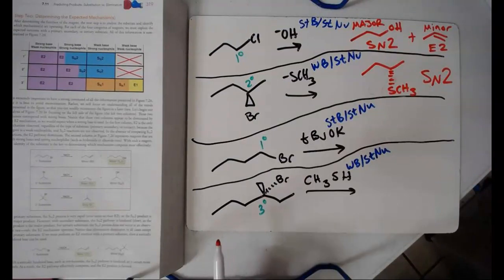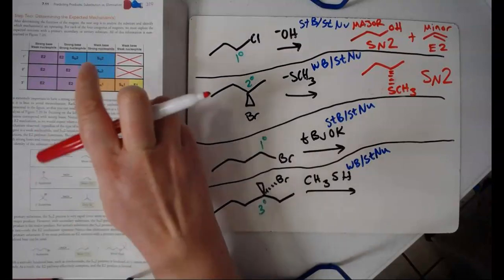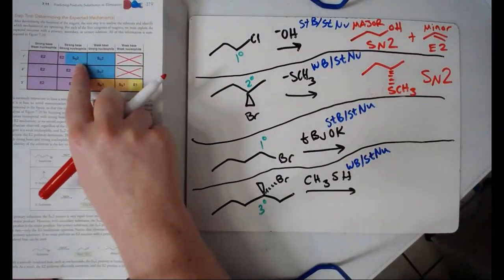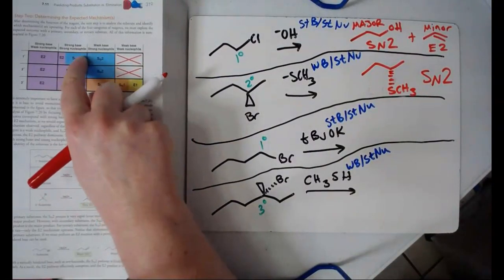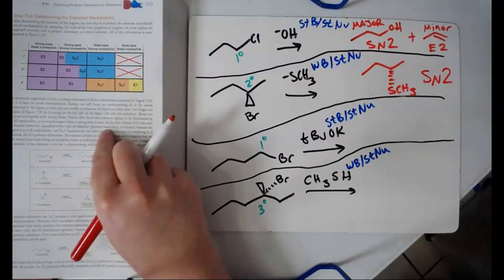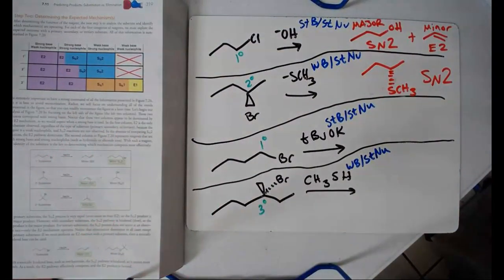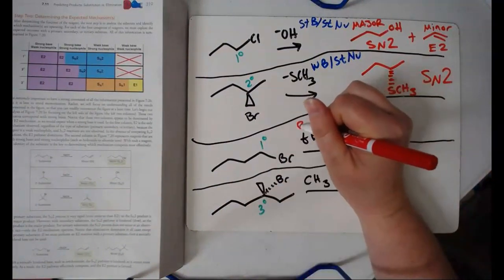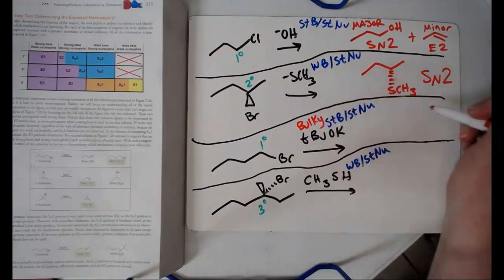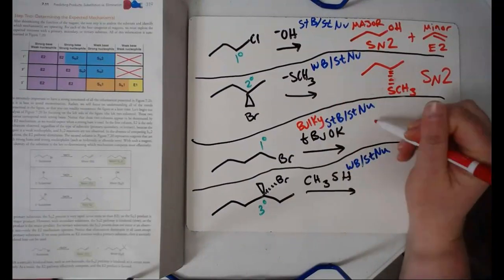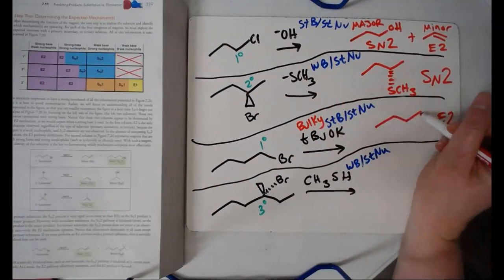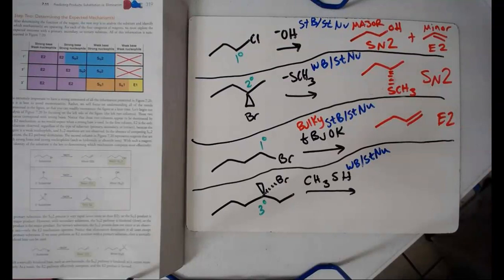In our next one, we have a primary, and we have a strong nucleophile, strong base. So SN2 should be our major product, but we're using tert-butoxide, so we're using a bulky base, and because of that, our major pathway is going to be the E2 pathway. And no stereochemistry for that one because of a terminal alkene.